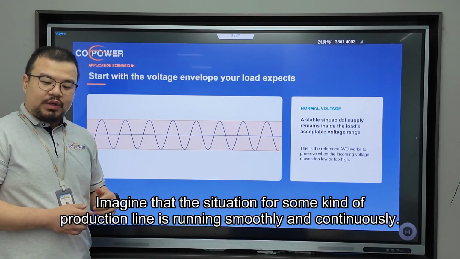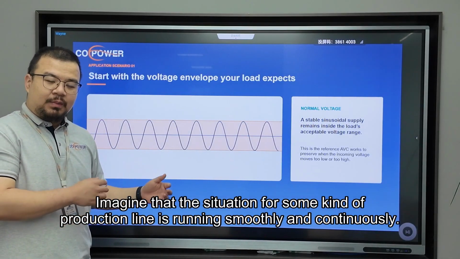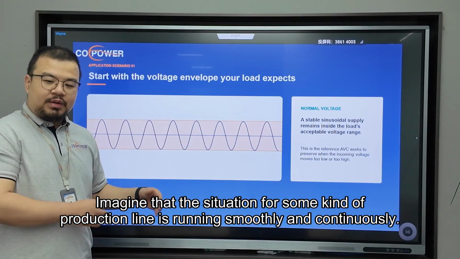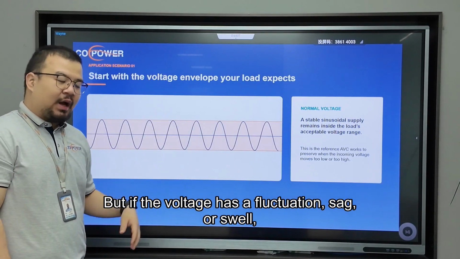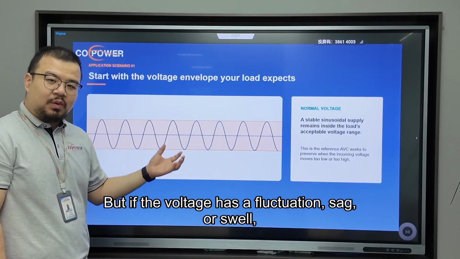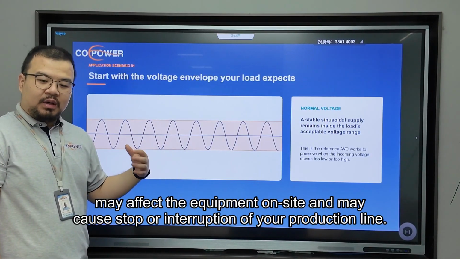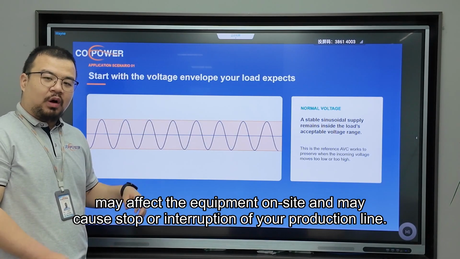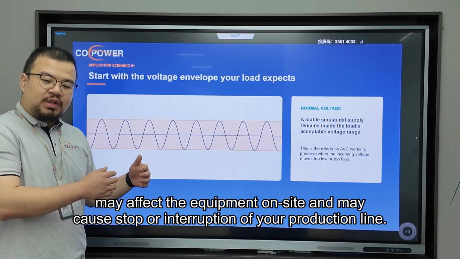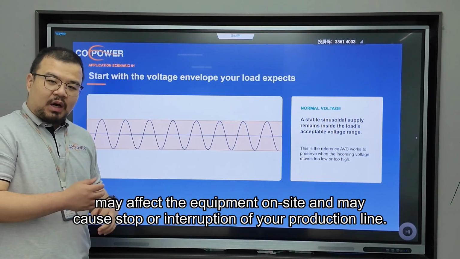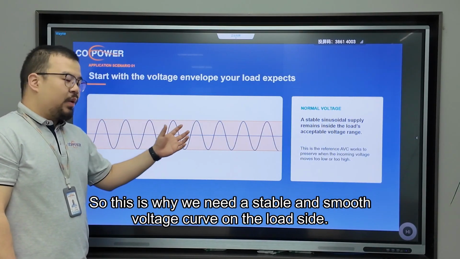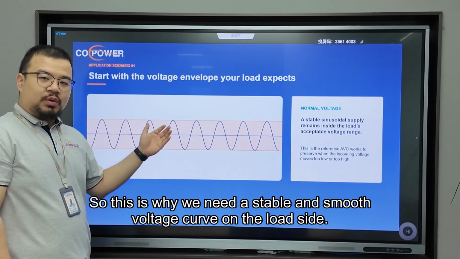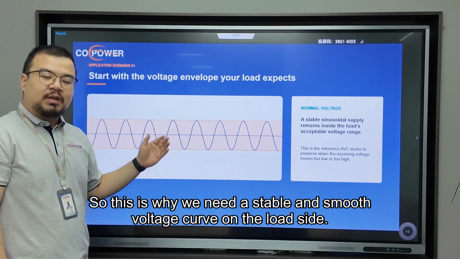Imagine a production line that is running smoothly and continuously, but if the voltage has fluctuation or sag or swell, it may affect the equipment on site, and cause the stop, injection problems, or stuck of your production line. So this is why we need a stable and smooth voltage curve on the site.